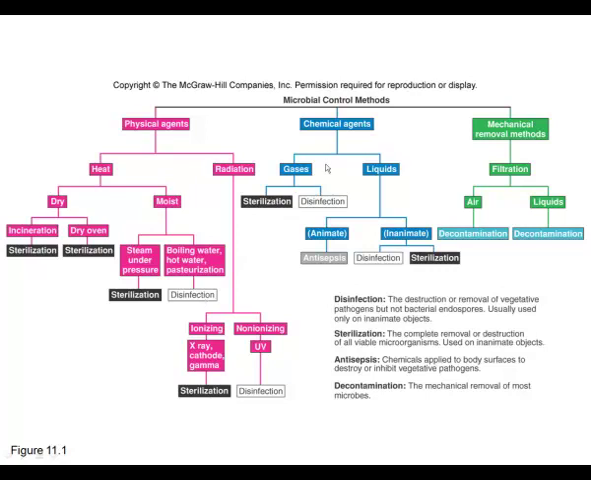If we go over here to chemical agents, we can divide those into gases and liquids. Those disinfectants are going to reduce microbial life to a safe level, whereas sterilization is going to destroy everything. Antisepsis, again, is going to be like disinfection, but on living tissue. And if we go over to mechanical methods of control, this is going to be like filtration. This is filtering air and liquids, and this is the process of decontamination.